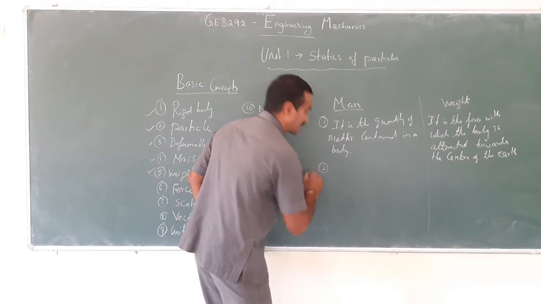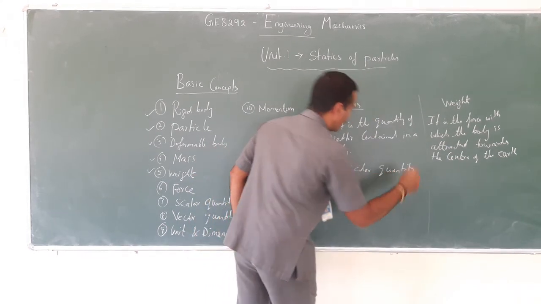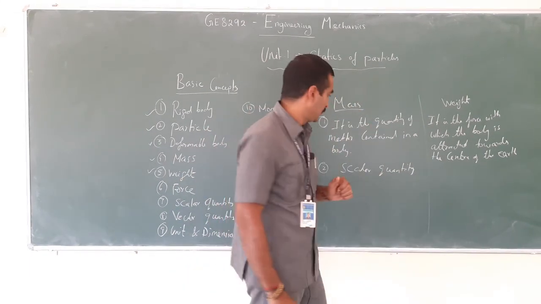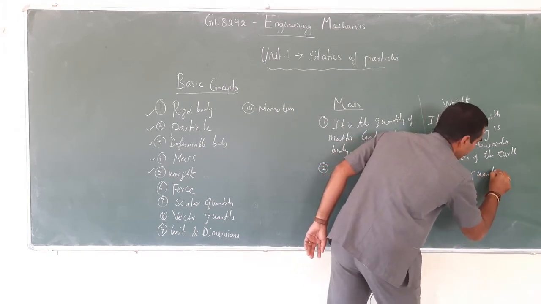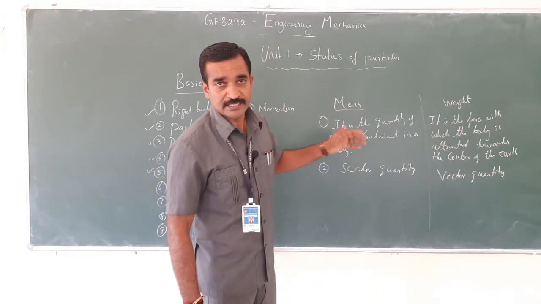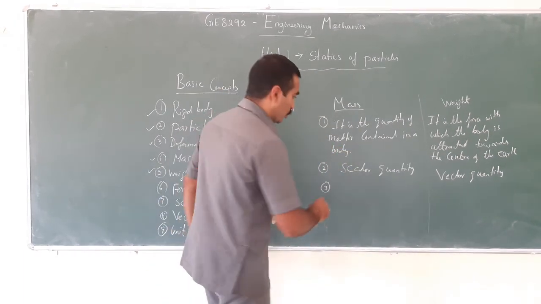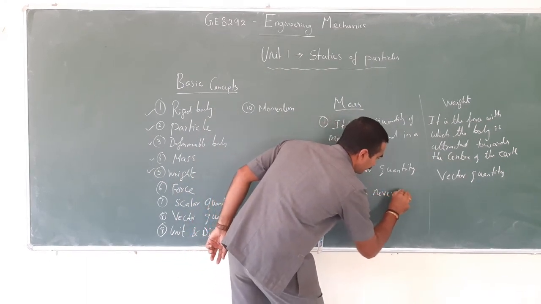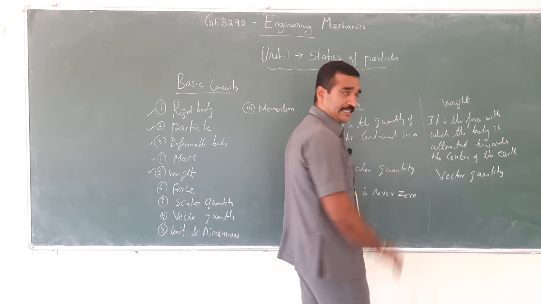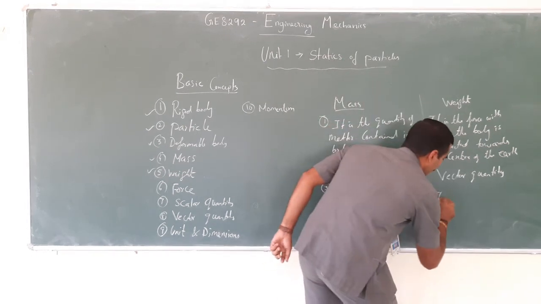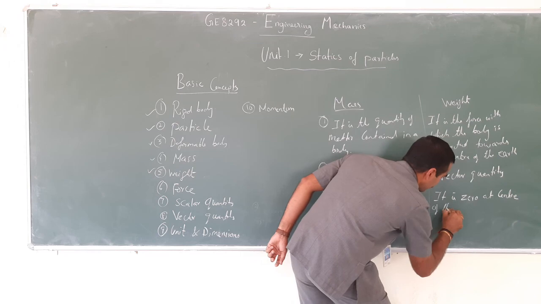Right. So mass is a scalar quantity because it has only magnitude, whereas weight is a vector quantity. That means it has both magnitude as well as direction. As far as mass is concerned, it is never zero at any location. As far as weight is concerned, it is zero at the center of the earth.